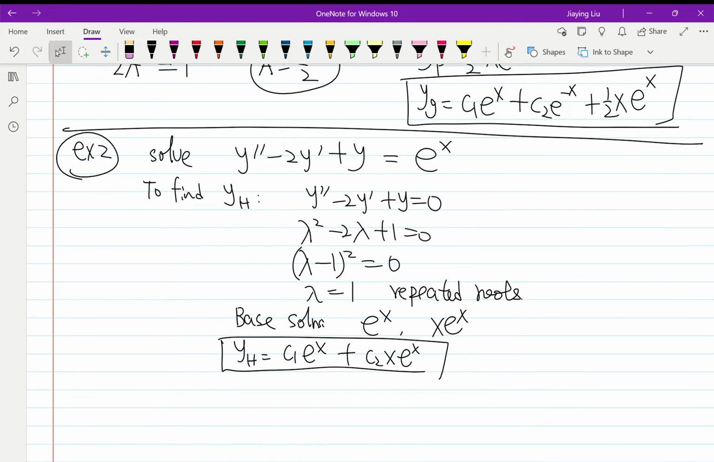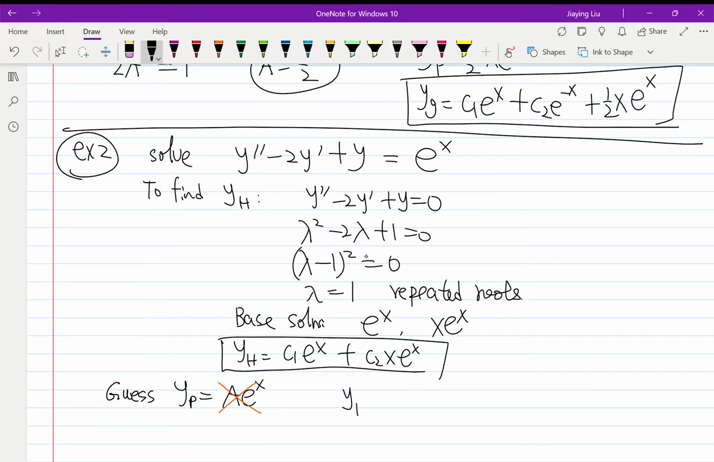Okay, so what about the particular solution? So we're going to guess y particular. The first time you guess, you probably think, oh, we have e to the x, so we probably should guess a e to the x, perhaps. But it turns out that that's not going to be okay, because that e to the x matches with the first term in the homogeneous equation. So that's not a good guess. We're going to have to multiply that by x.